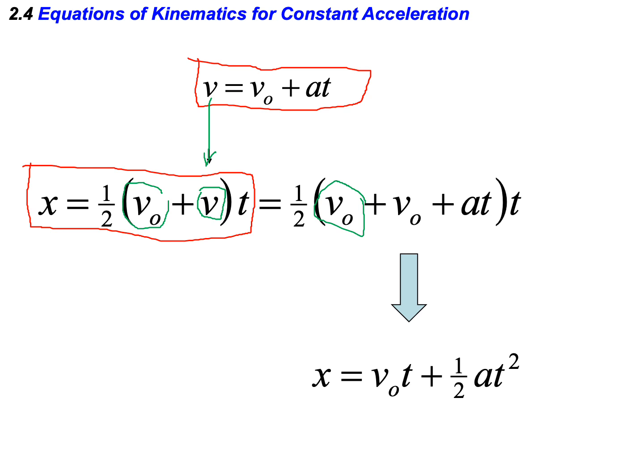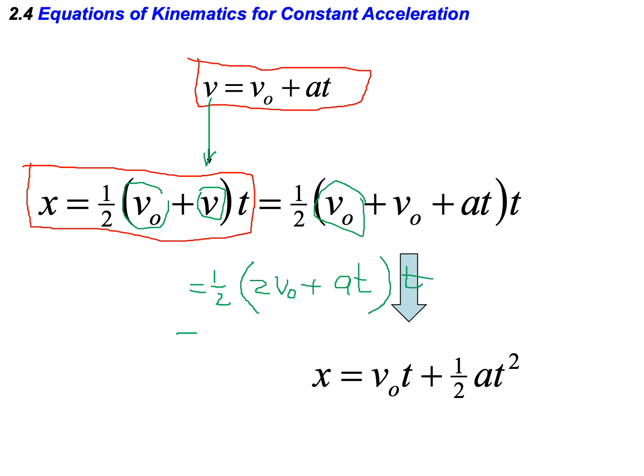And then we can add v naught to v. Let me write another line, which is equal to half in parentheses v naught plus v becomes 2 v naught plus a t, times t. Now I can get rid of parentheses by multiplying half and t.